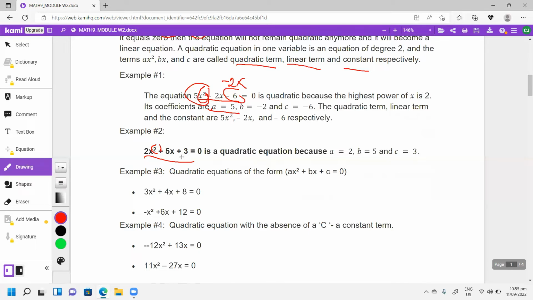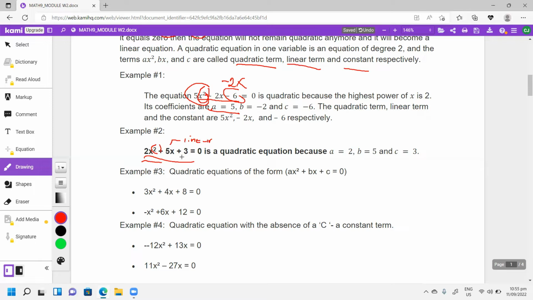And then next, let us identify our a, b, and c. Again, a is the coefficient of our quadratic term. So this is our quadratic term, and the coefficient of 2x squared is 2. The b here is the coefficient of our linear term, which is 5. Then next, our c here is our constant, which is 3.